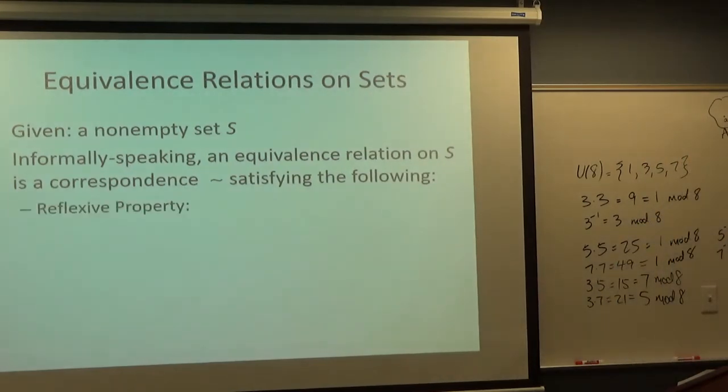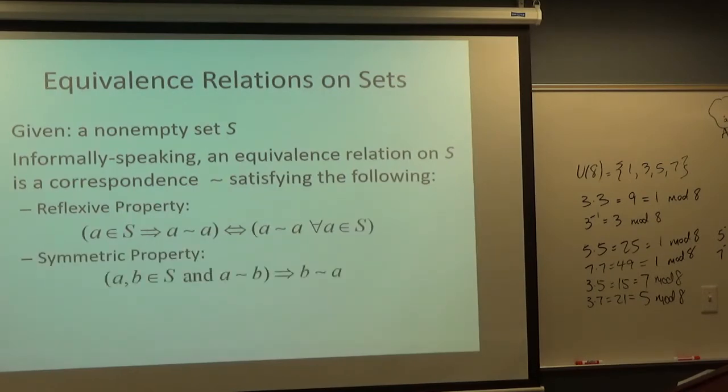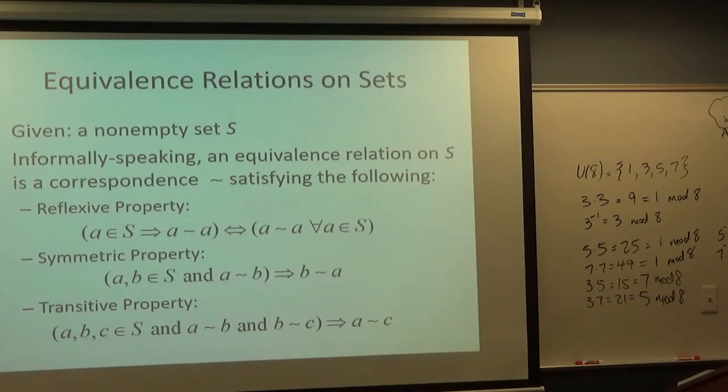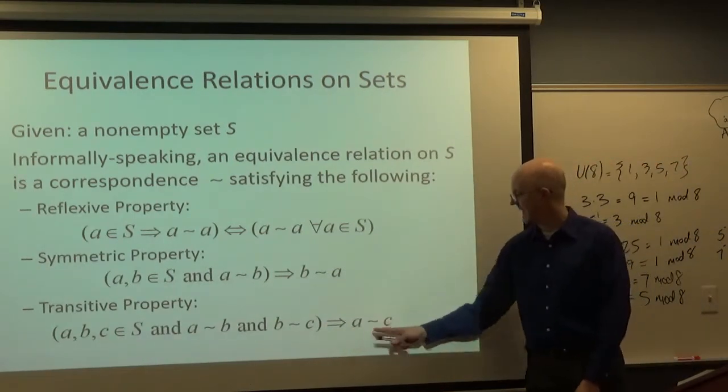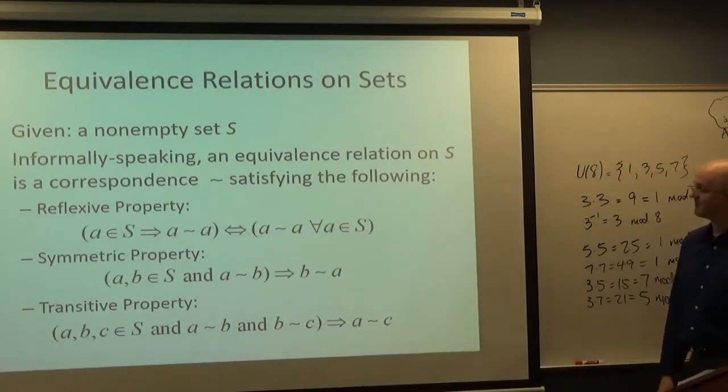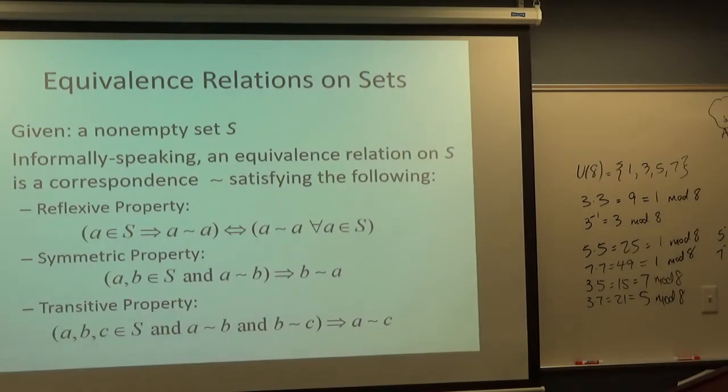RST: reflexive property, everything's equivalent to itself. Symmetric property, if A is equivalent to B, then B is equivalent to A. And transitive property, if A is equivalent to B and B is equivalent to C, that implies A is equivalent to C. Okay, very quick review. You should know this for the rest of the course.